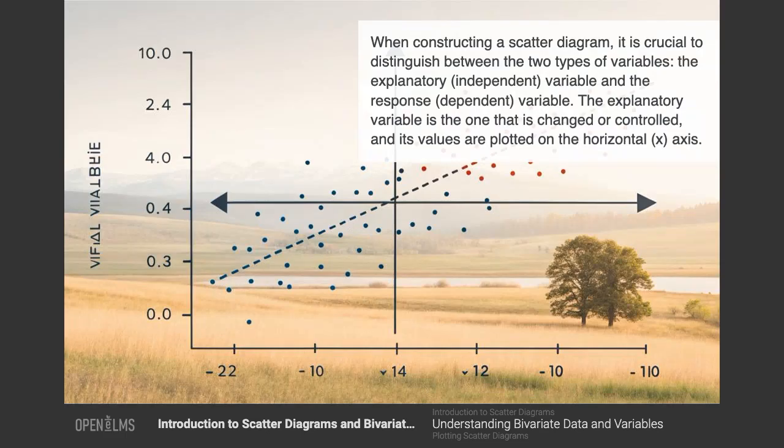When constructing a scatter diagram, it is crucial to distinguish between the two types of variables: the explanatory (independent) variable and the response (dependent) variable. The explanatory variable is the one that is changed or controlled, and its values are plotted on the horizontal x-axis.